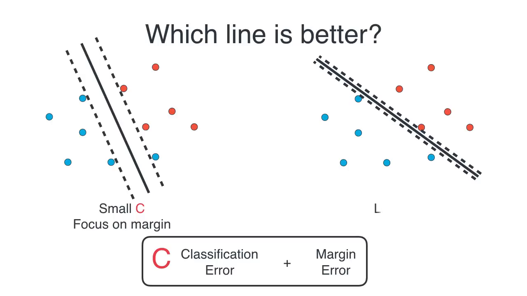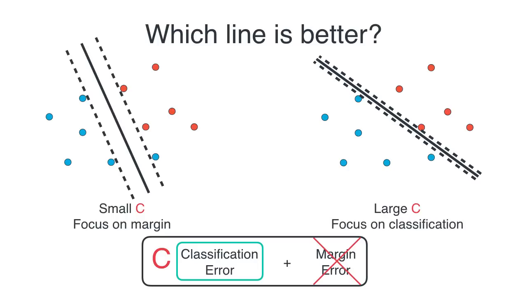However, if we have a large value of C, then C is attached to the classification error. So this means that the classification error ends up being a lot more important, and the margin error ends up being negligible if C is large. So therefore, the model with a large C focuses more on classification because it tries to minimize the classification error more than it tries to minimize the margin error. So we end up with a model like the one on the right, which is good for classification, bad for margin. And so again, we decide this parameter ourselves.